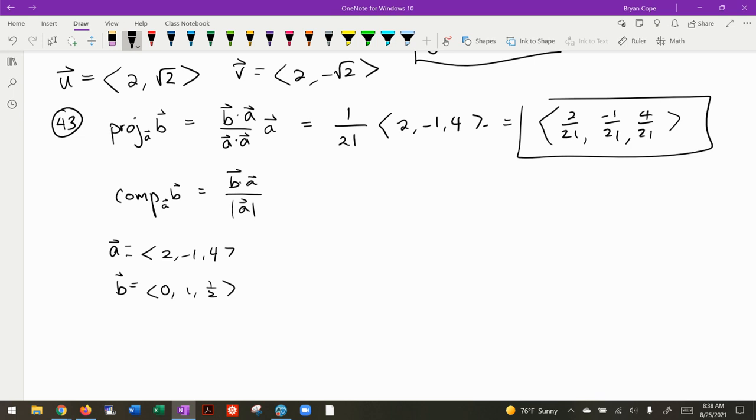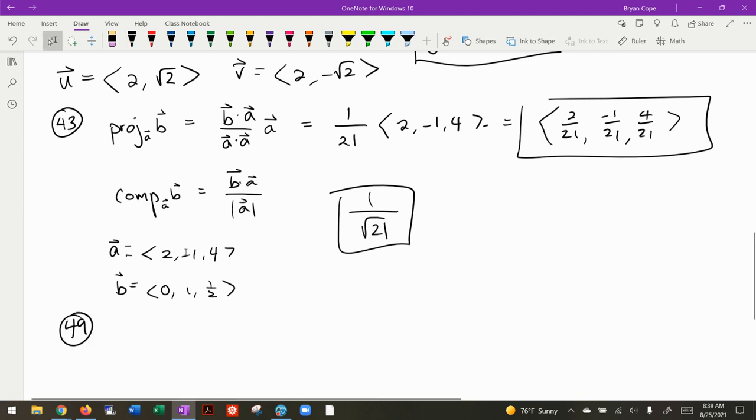And now we're going to figure out the scalar projection. So same thing in the numerator, 1 over, and then magnitude of A is going to be root 21. Okay, so that is the scalar projection of B onto A.